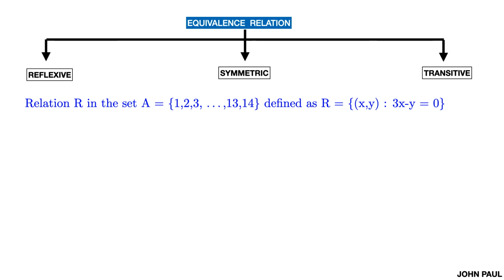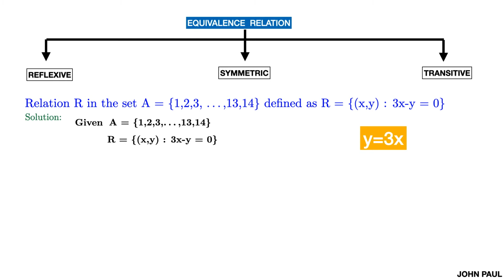Let us see one more example. The set A is {1, 2, 3, up to 14} is given, and R is defined as R equal to {(x, y) such that 3x minus y equal to 0}. Solution: given set A and the relation R is given as 3x minus y equal to 0. We can take y to the right hand side and then we can write y equal to 3x. Now by taking y equal to 3x, substitute x as 1, 2, 3 and so on, we can find the relation. Condition is (x, y) should be in the relation R.